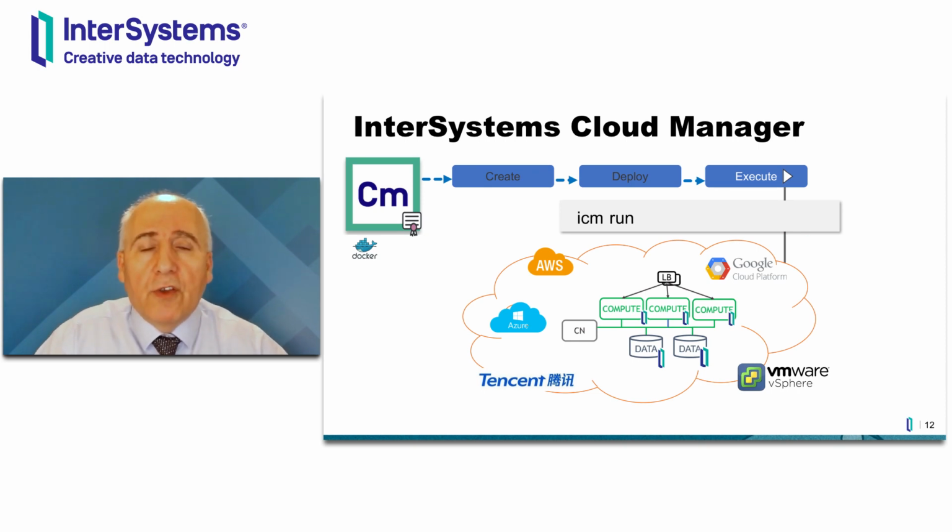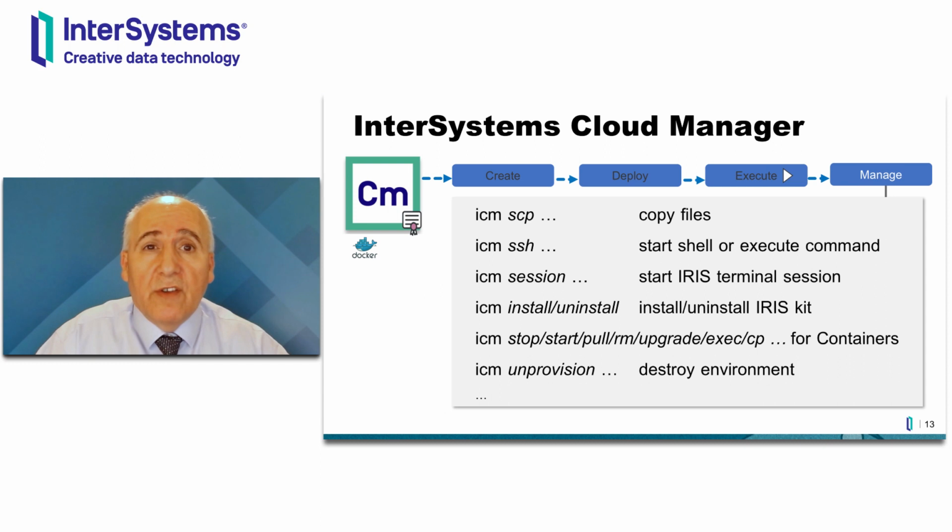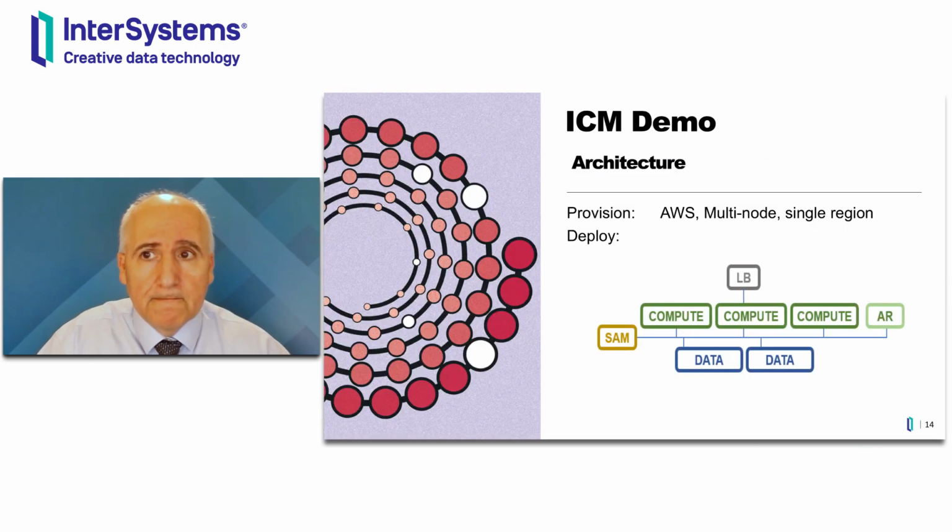Once your architecture has been deployed and it's running in the cloud, beyond setup, ICM can also be used to manage your infrastructure in ways outside of just deployment. For example, to be able to push code to your instances, to be able to upgrade your instances of IRIS, or to start and stop IRIS, but also, once you're done, to unprovision, destroy, and clean up your entire footprint in the cloud. So with that, let's get to the demo.